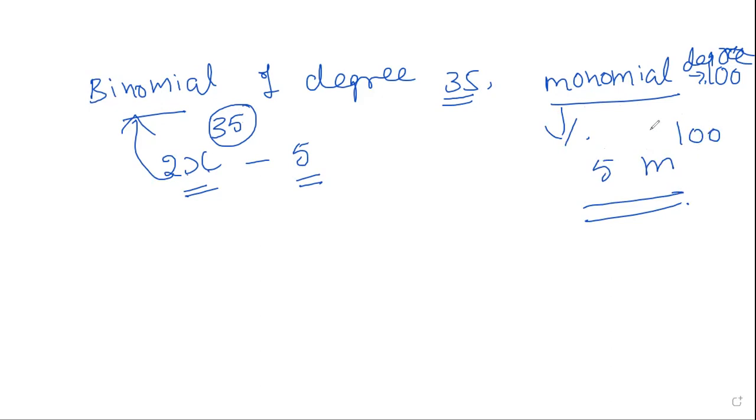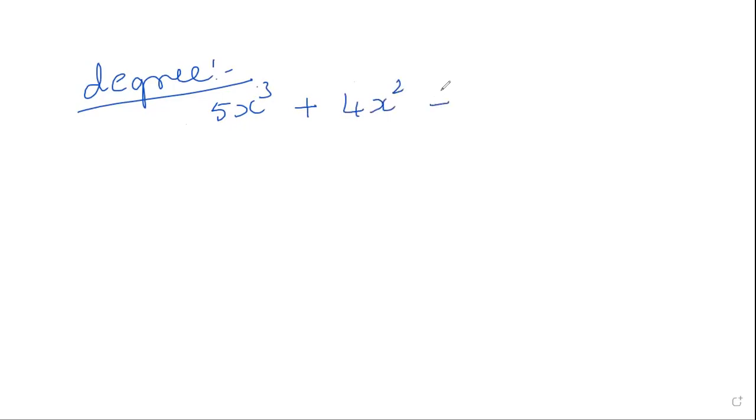Next one is write the degree of the polynomials. Already I have told you what is degree, right? So degree is the highest degree of the polynomial, 5x cube plus 4x square plus, so degree of the polynomial.